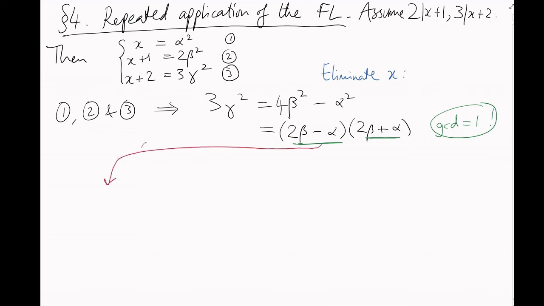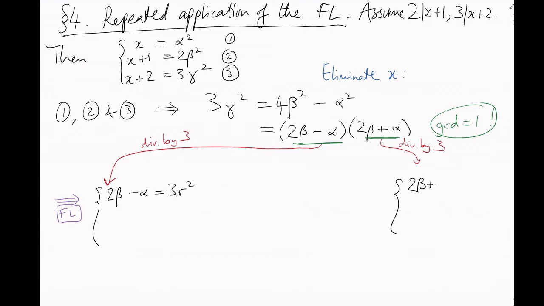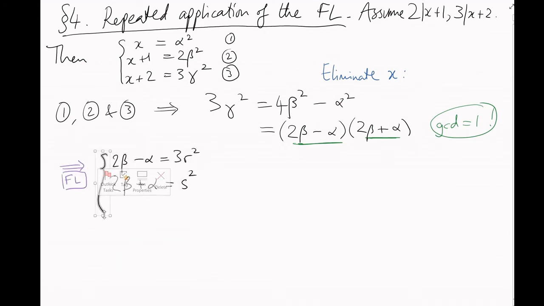Either 2 beta minus alpha is divisible by 3, or 2 beta plus alpha is divisible by 3. In each case, one factor is 3 times r squared for some integer r, the other factor is s squared for some integer s, and gamma equals r times s. I'll only do one case because the other case is identical.